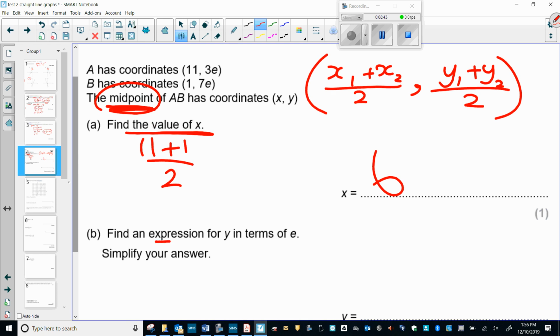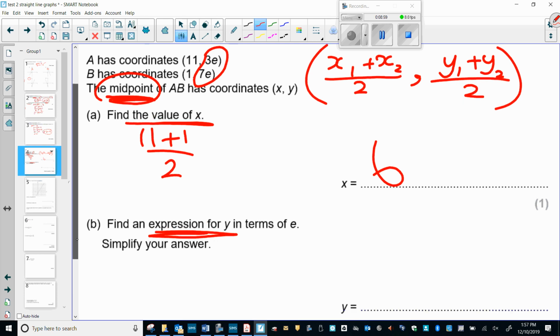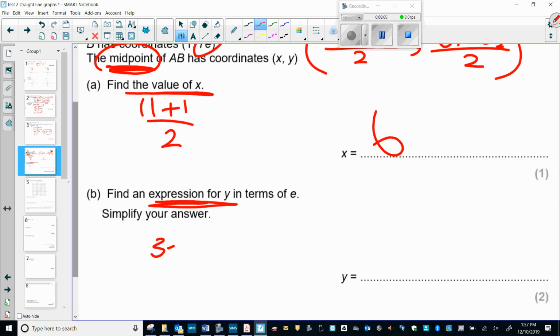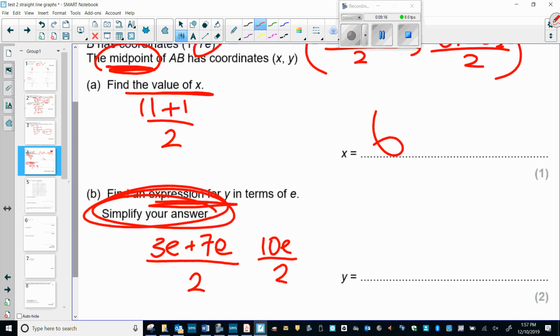Find an expression for y. Now, why is it an expression for y and not a value? Fran? Good. Because both of these parts of this coordinate are in terms of e, yes? So you can't find just a number. But the method is exactly the same. So it's going to be 3e plus 7e over 2. Well, what's 3e plus 7e? 10e. 10e over 2.